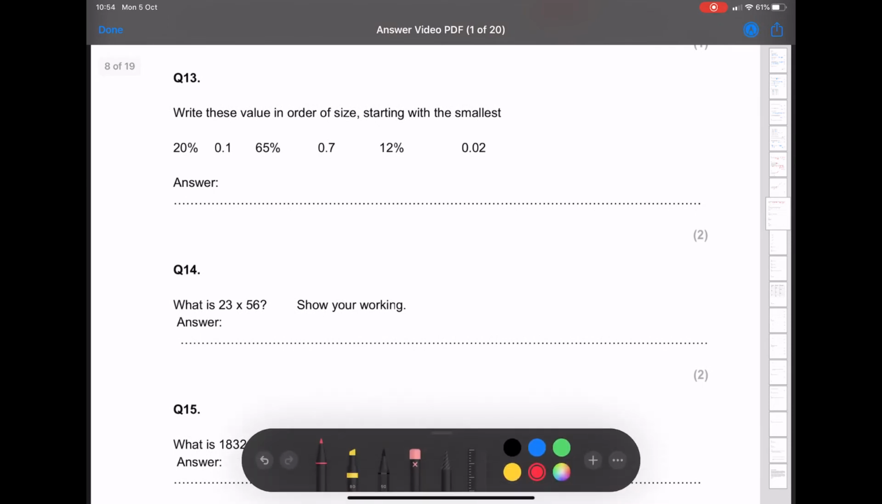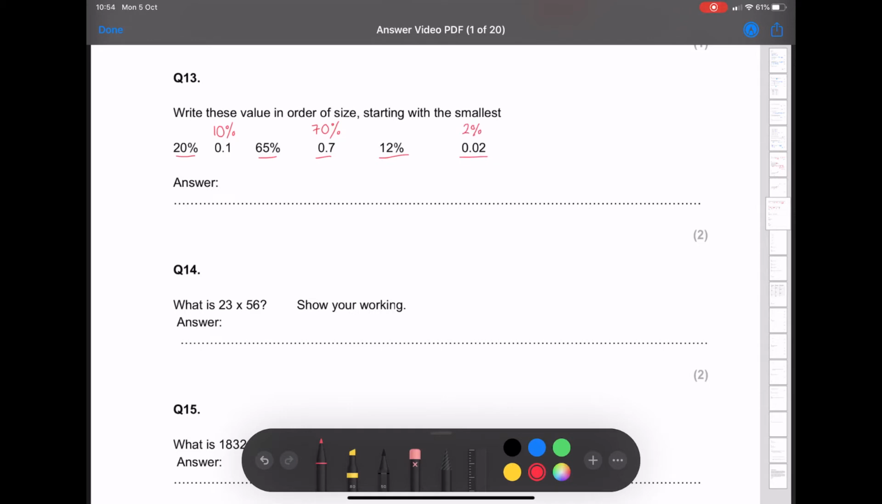For this question, we've done this in class, so I hope you understand these. What I'm going to do for question 13 is put these into percentages. So you've got 20% there, that's fine. 0.1, we should know that's 10% by now. 65% is fine. 0.7, again, you should know that's 70%. 12%, and then 0.02 is 2%.